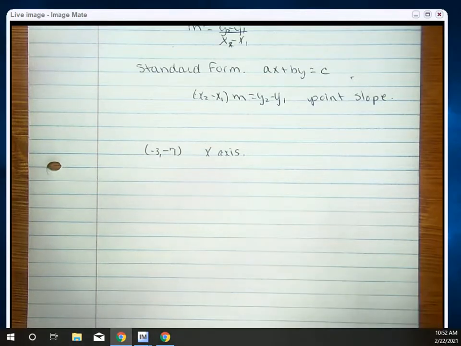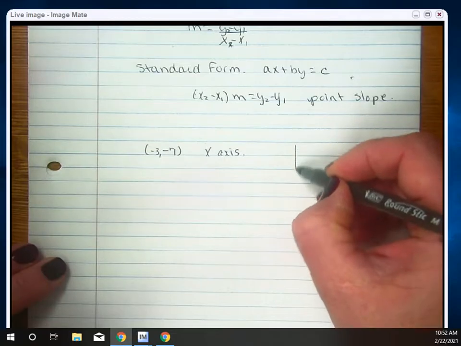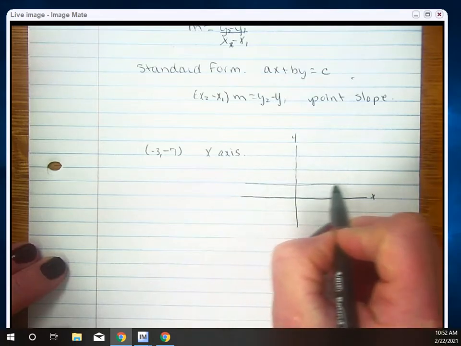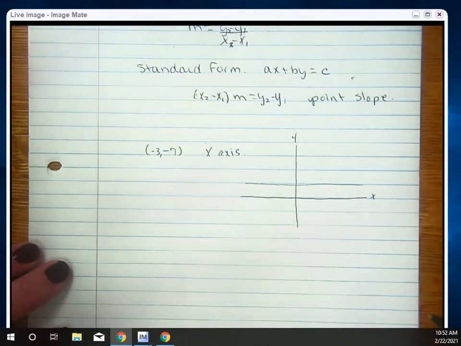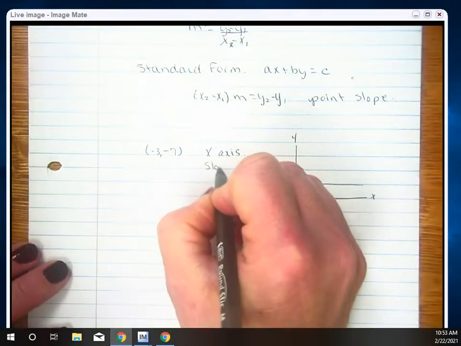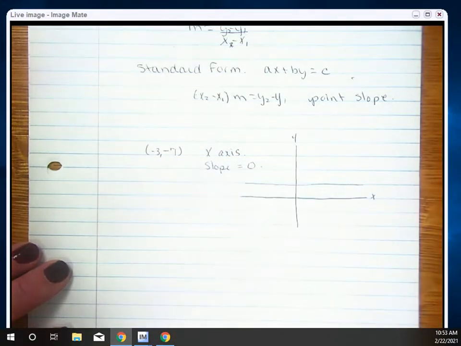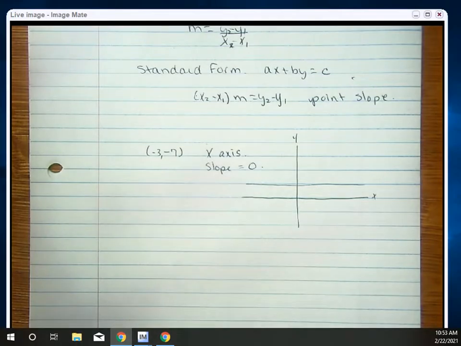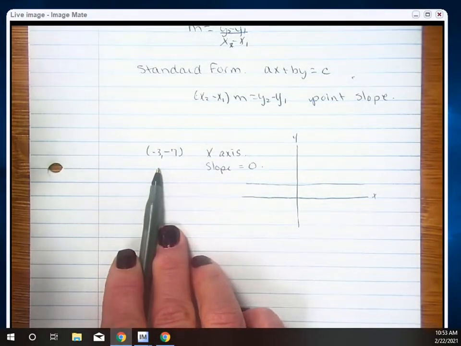If it is parallel to the x-axis, here's the y-axis, here's the x-axis, what is the slope of that line? 0. Our slope is 0. How do you want to write the equation of this line? Do you want to use slope-intercept form? Do I have the y-intercept? No, I don't have the y-intercept. I have the slope and I have a point that has an x and a y.